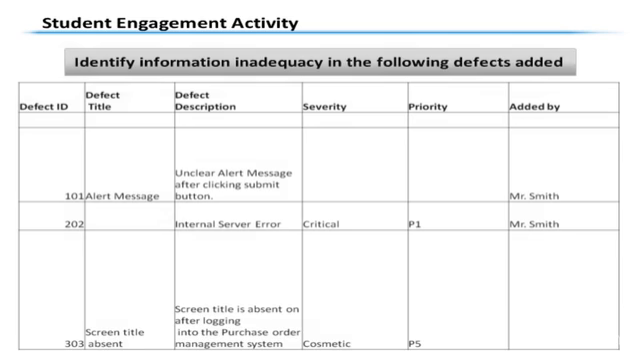Student engagement activity. As part of the student engagement activity, identify information about the inadequacies in the following defects.